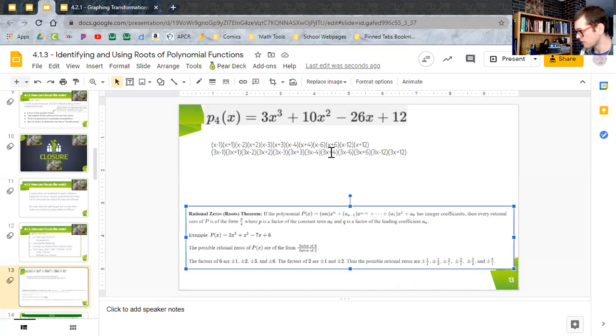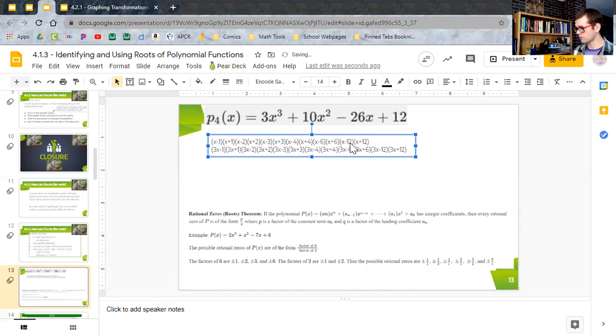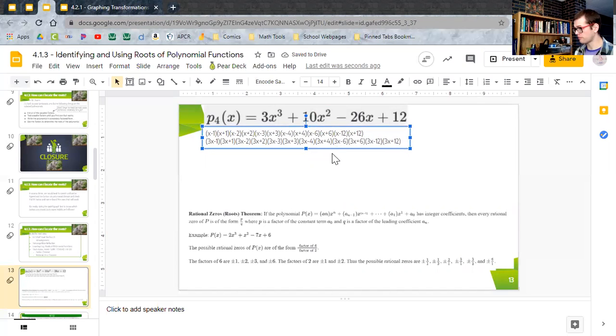Now, this is a list of 24 possible factors. It's crazy to try to go through and test each and every one of them. And by crazy, I mean not worth your time. It's inefficient to test every one of those. Plus, some of these are exactly the same as other ones. Like 3x minus 12 is the same thing as x minus 4 if you factor 3 out of it. So some of these are redundant, but I see that these are all the possible factors.